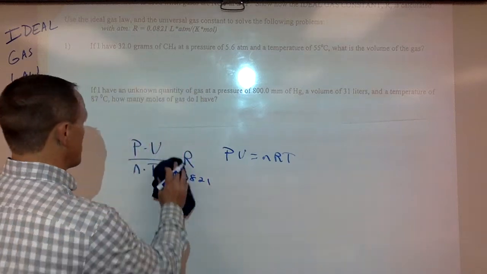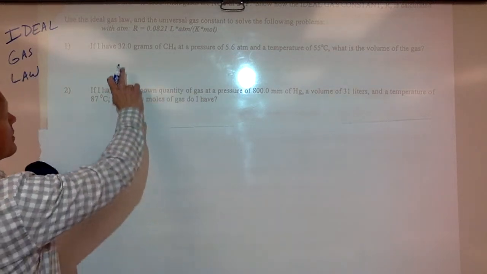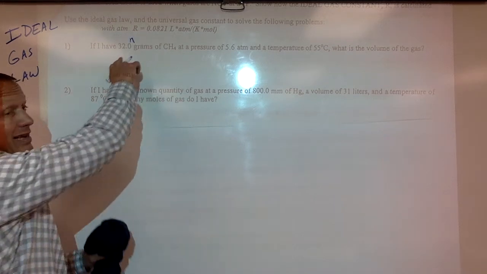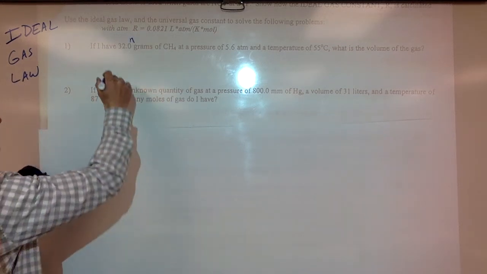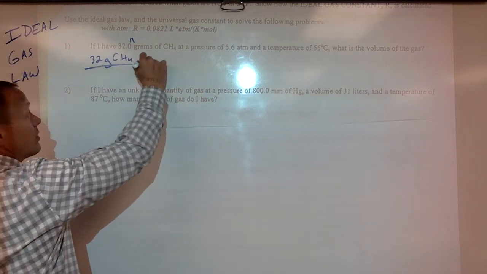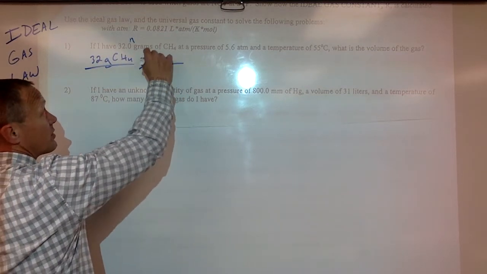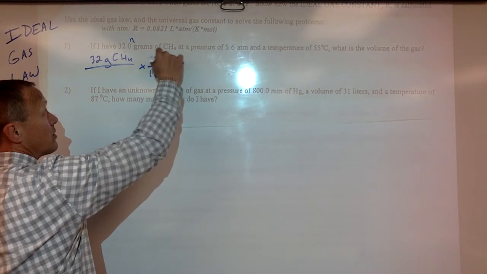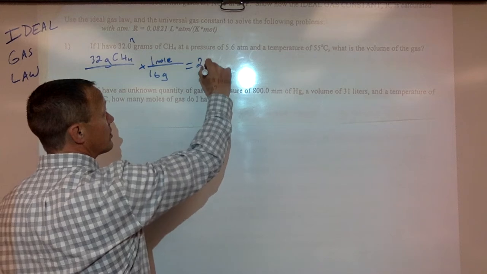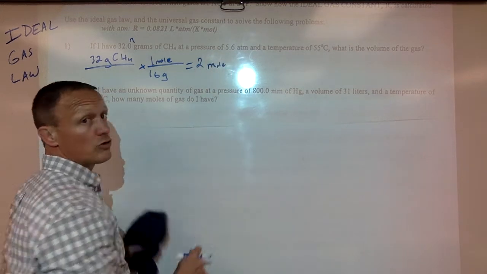Okay, so here are the two questions. You have 32 grams of CH4. We're going to need to turn that into moles, because that's not moles, it's in grams. So let's do that right now. 32 grams CH4. For CH4, 16 grams is a mole. That gives us 2 moles.